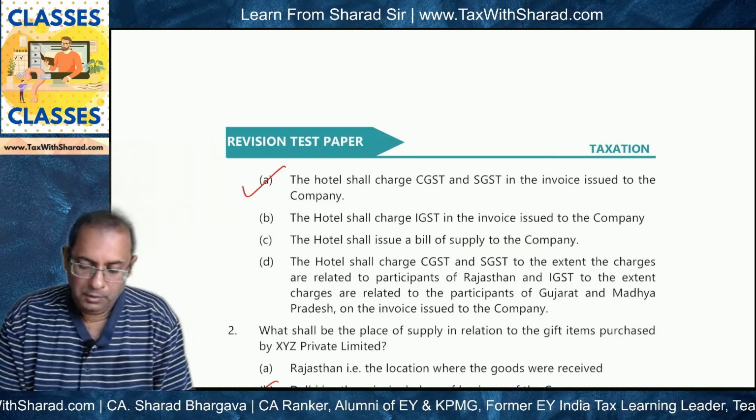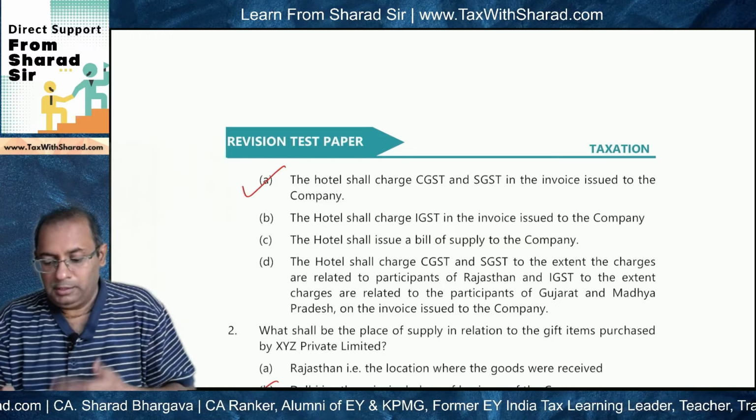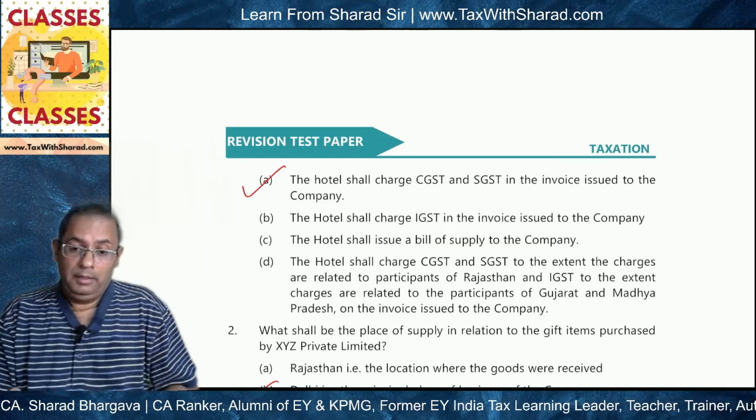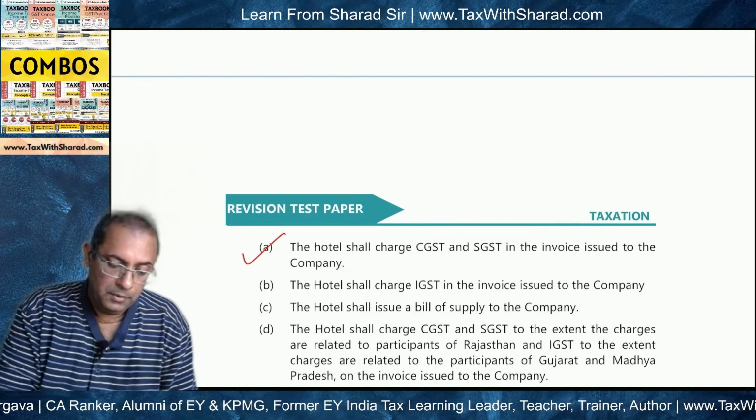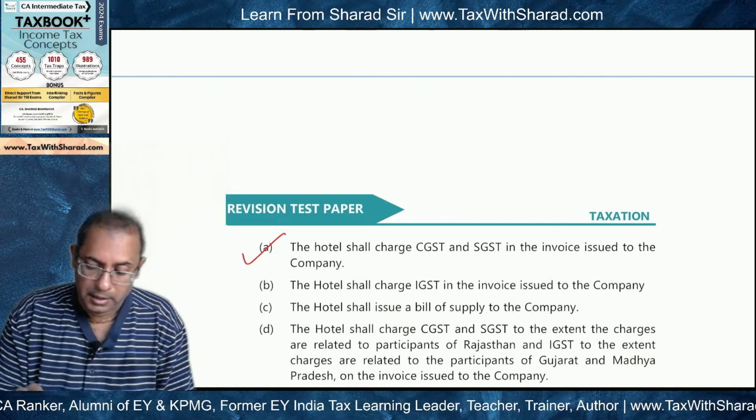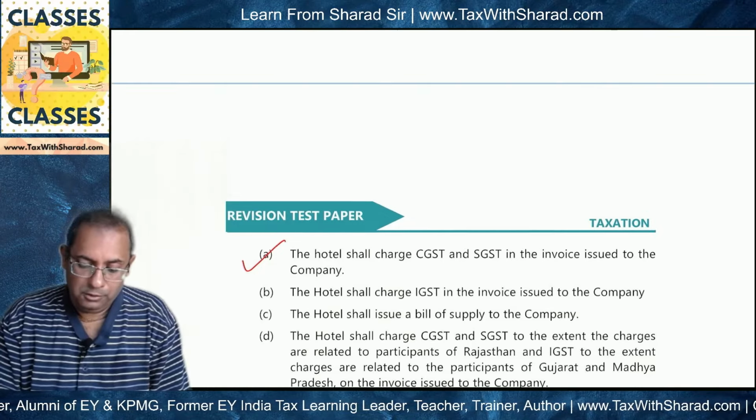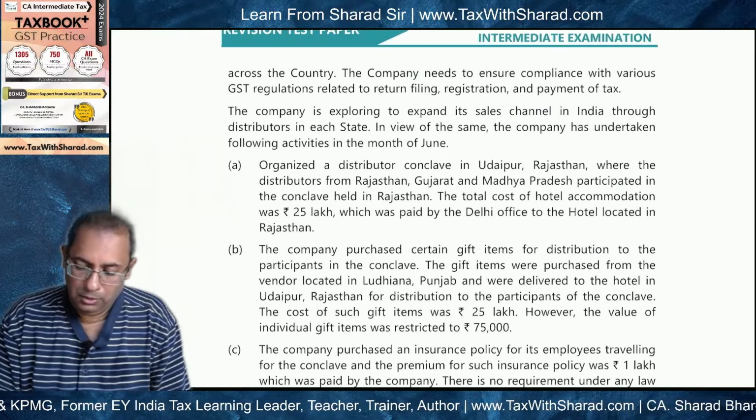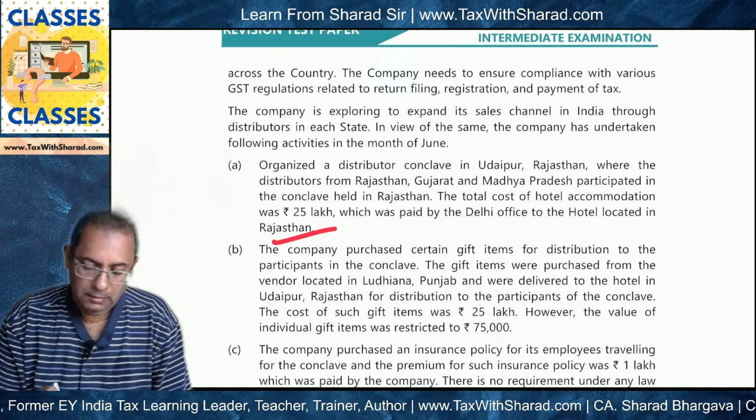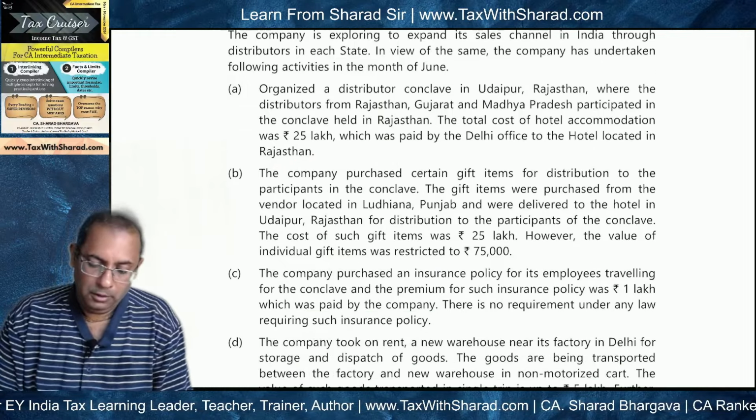And what is the logic for that? CGST and SGST means that basically this is not an interstate supply, it is an intrastate supply. And what is the logic for this? For that we need to figure out the place of supplier and the place of supply. So the place of supplier is what? It is Rajasthan because the hotel is situated in Rajasthan, which is supplying the hotel accommodation service.